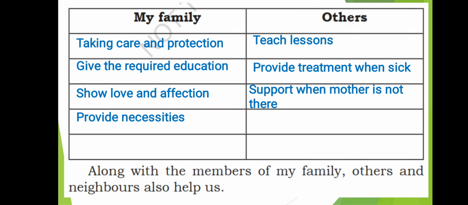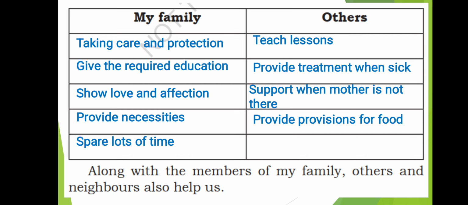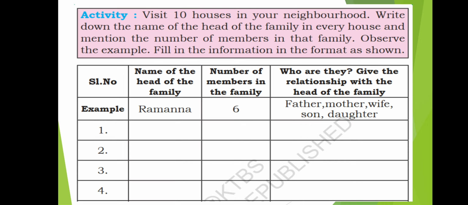My family provides necessities. Others provide provisions for food. My family spares lots of time. Others console us if we lose in the game. So along with the members of my family, others and neighbors also help us. Okay, done.